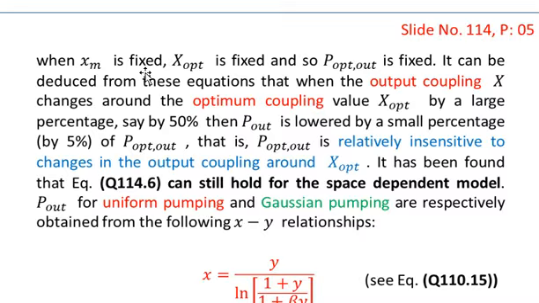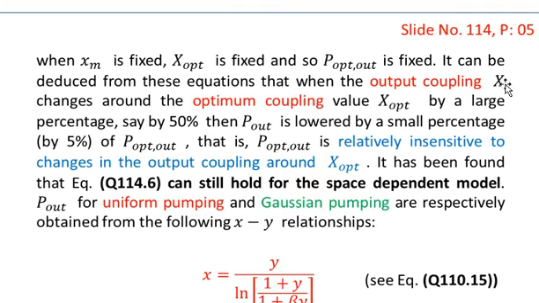When xm is fixed, x opt, that is the optimum value of x, is also fixed, and so the output power, that is the optimum output power, will also be fixed. It can be deduced from these equations that when the output coupling capital X changes around the optimum coupling value x opt by a large percentage, say by 50%, then P out is lowered by a small percentage, say 5% of the optimum output power. That is, the optimum output power is relatively insensitive to the changes in the output coupling around x opt.